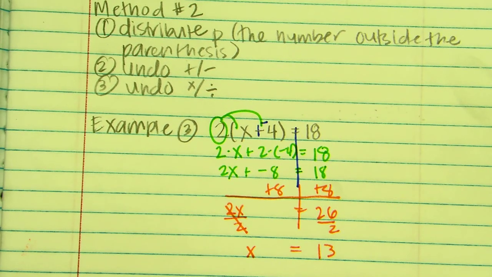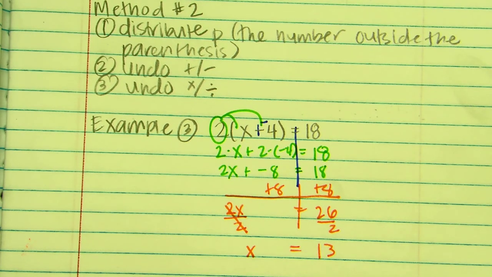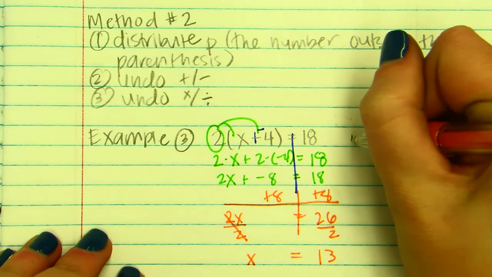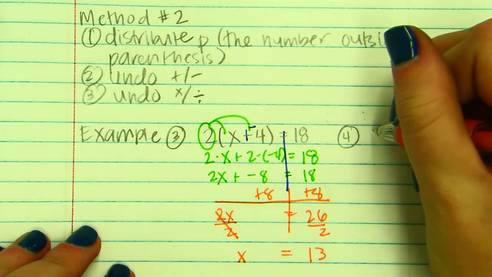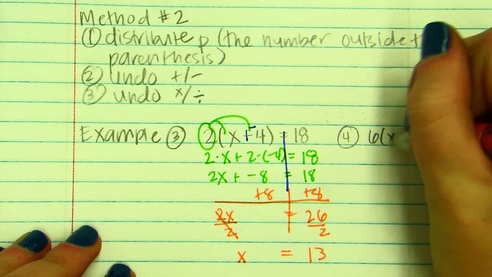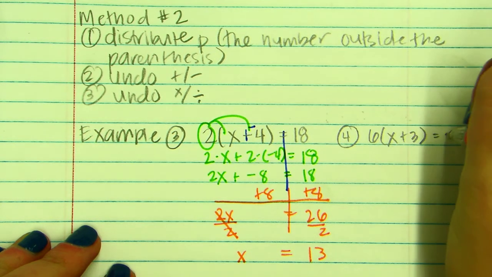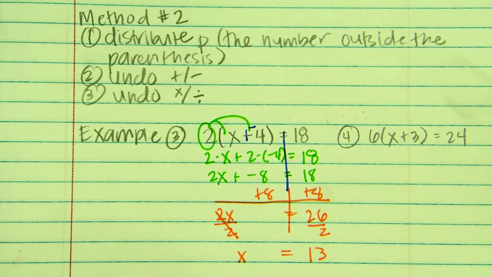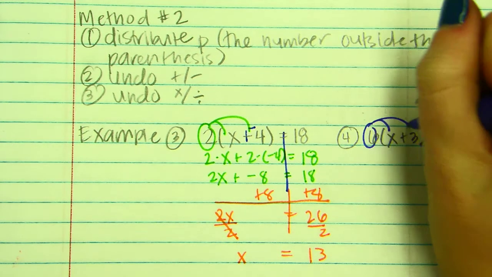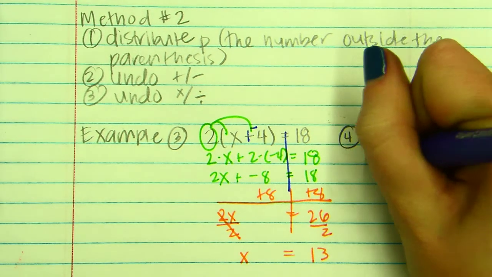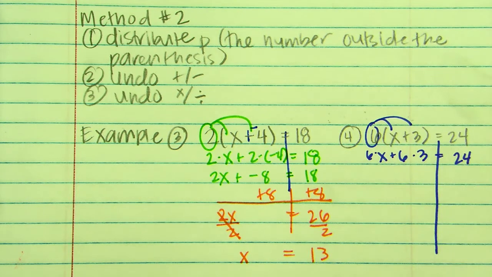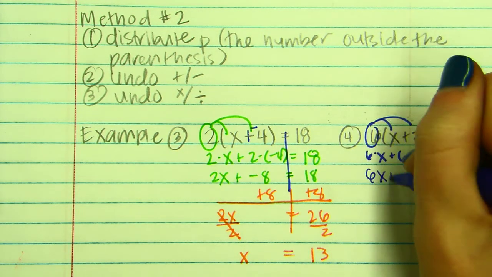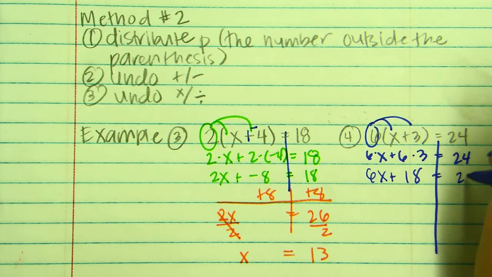Okay, and then we'll do one more of these. So for example 4, let's do 6 times x plus 3 equals 24. So I start by distributing the number outside the parentheses. So I have 6 times x plus 6 times 3. 6 times x is 6x. 6 times 3 is 18.